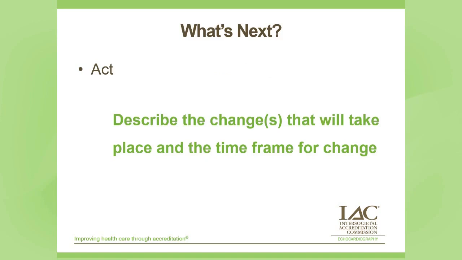You want to describe exactly what the change is that you're going to make and place a time frame on the change. Let's just say that you plan on buying a new PAC system and that's going to take 2 years. Fine, document it. If it's just we really want so-and-so to learn a little bit more about diastolic function so they can report it better, we're going to send them to a class. Perfect.